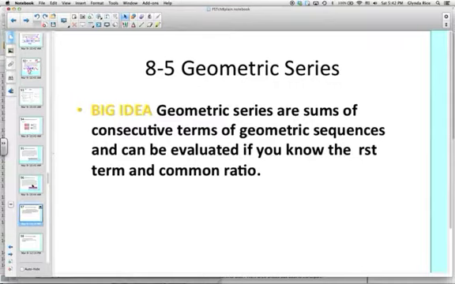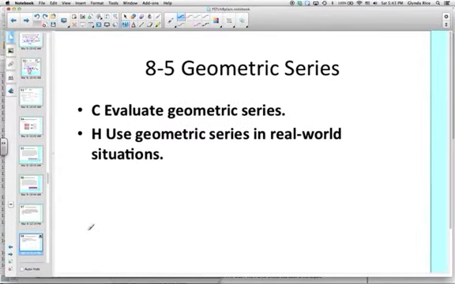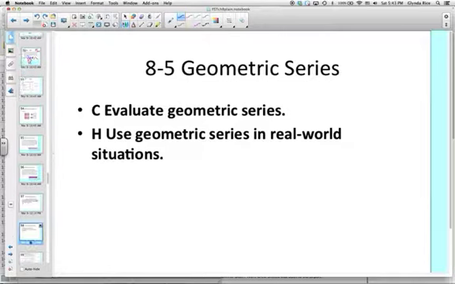A geometric series can be evaluated if you know the first term, that should say first, the F got left out there, and the common ratio. The first term would be written as g sub 1, and the common ratio would be written as r. So we're going to evaluate geometric series, and we're going to use geometric series in real world situations. I'm going to roll this up. We're going to advance.